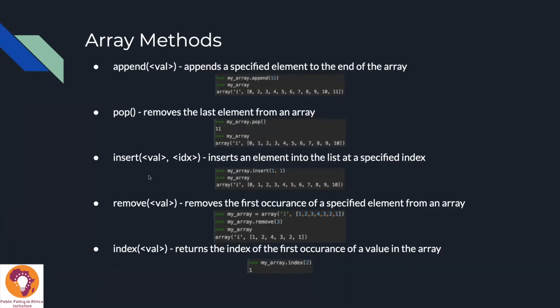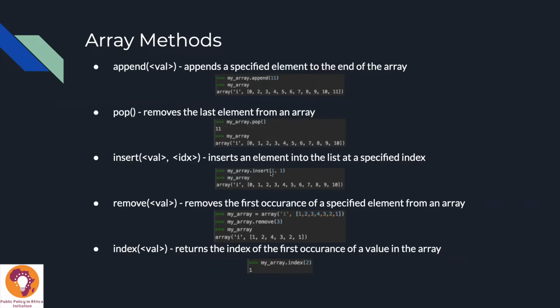Then the next method we can use is insert. Insert takes 2 arguments, a value and an index. That's what IDX stands for, an index value. So it inserts an element into the list at a specified index. So if I take my array and call the insert method using dot notation, and then in my parentheses I pass in 2 arguments, I want to pass in the value 1 at index 1. That means I'm replacing the value 1 here with another 1.